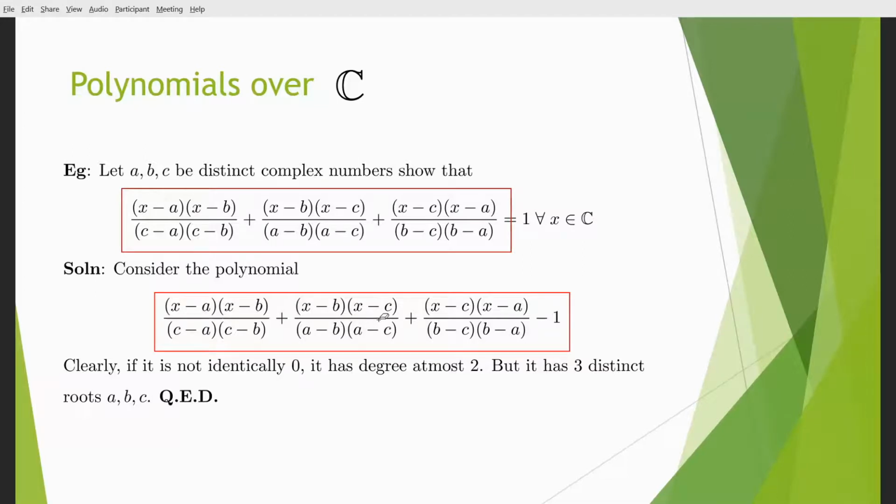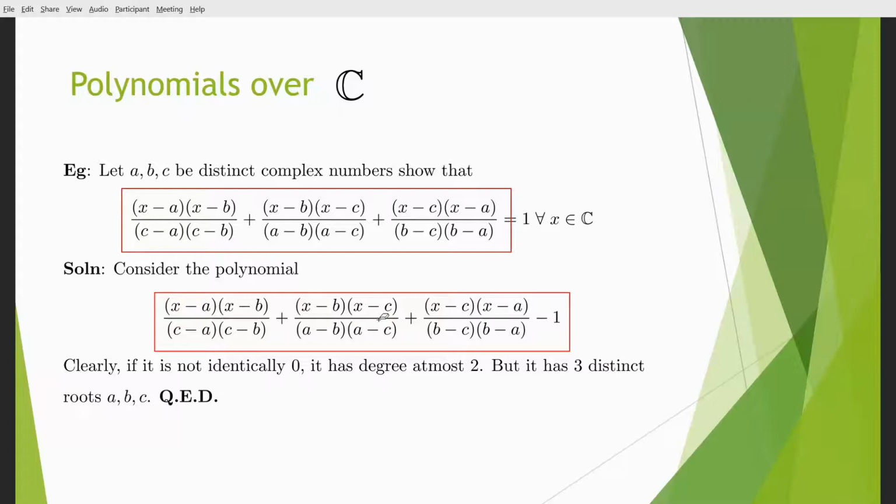Okay, so the argument is we consider a new polynomial. This polynomial is the left hand side minus 1. So we are trying to prove that it is equal to 0, equal to 0 for all values of x in complex numbers. So we are trying to prove this by contradiction. Let us assume that this is a non-zero polynomial. If it is a non-zero polynomial, it has a degree n.